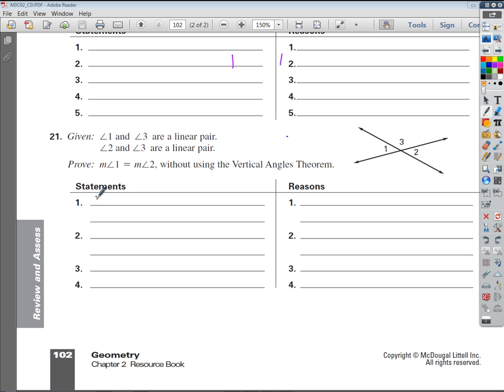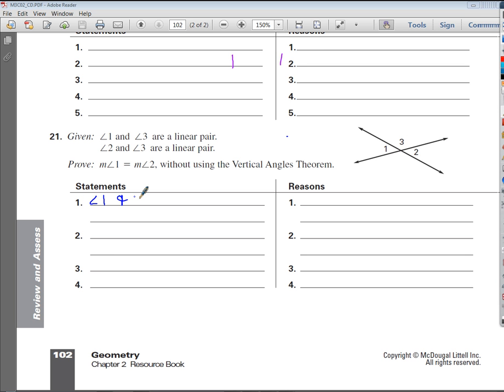So we're given some stuff. Angle 1 and angle 3 are a linear pair, and same thing for angle 2 and angle 3. And what's the reason for both of those? Given, sure, given. What about the next step then? Okay, yeah, if they're a linear pair, then by the linear pair postulate, they are supplementary.